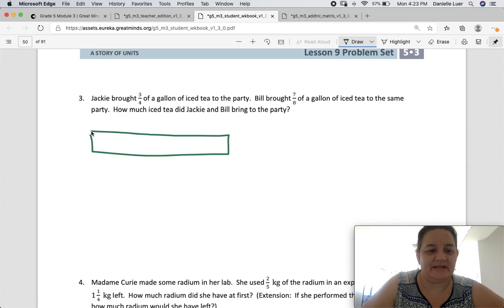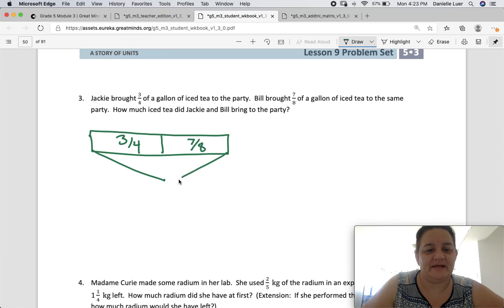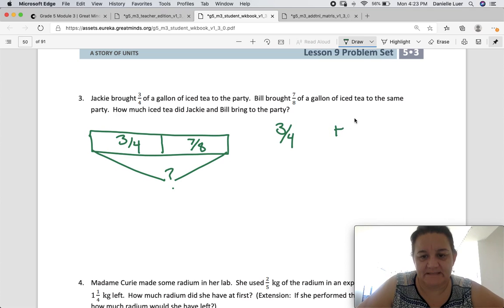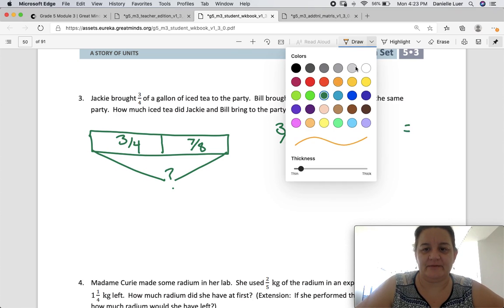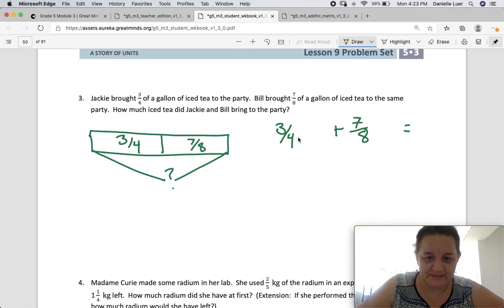Let's show a tape line here. Jackie brought 3/4. Bill brought 7/8. What we want to do is figure out how much they brought all together, so that's definitely going to be adding. 3/4 plus 7/8. Well, I can already see a common denominator here. Can you? Can you see that common denominator? So instead of going through the whole rigmarole of making a model, I'm just going to multiply that by 2 and that by 2.